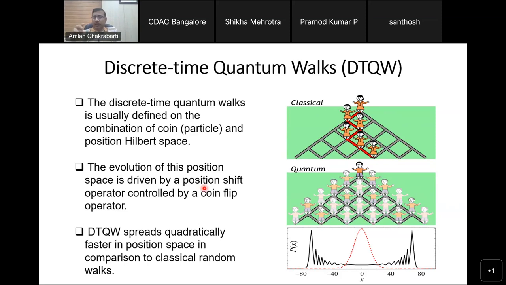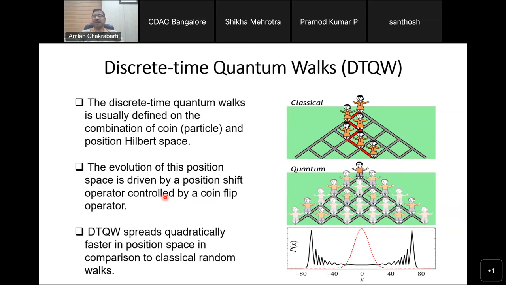So this particular evolution in this random walk domain is being driven by two important phenomena. One is called the position operator, and another one is called the coin flip operator. The coin flip operator defines the probabilities of the positions you are going to acquire in the next iteration. So in each iteration, you flip the coin, you determine the probability, and you set the new positional values. That means where you move.